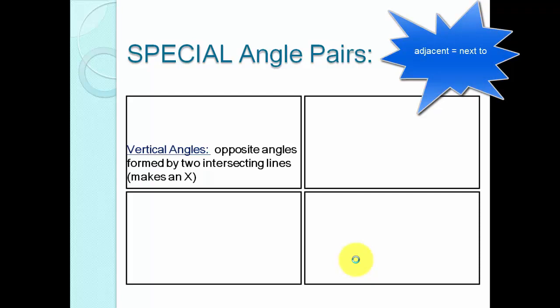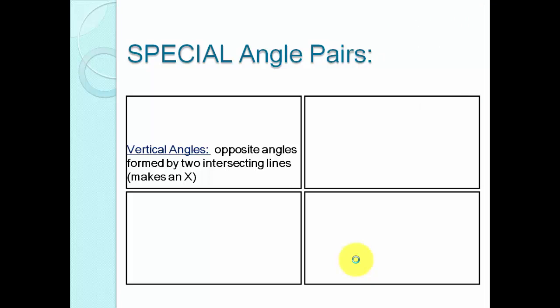The first one is vertical angles. These are opposite angles formed by two intersecting lines. So the angles are kind of going to make an X. Here's an example of what it looks like. So here we have two different lines forming an X, which gives us four different angles. Let's point out angles 1 and 2. Since these are opposite angles that are formed by the X, these are vertical angles. Another pair of vertical angles that we have are angles 3 and 4.